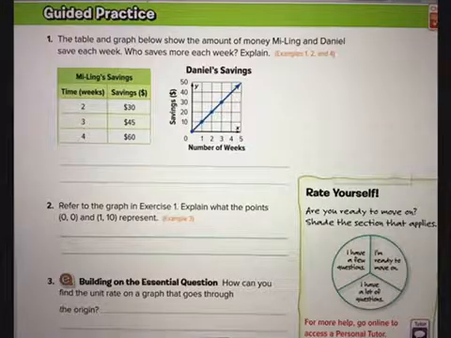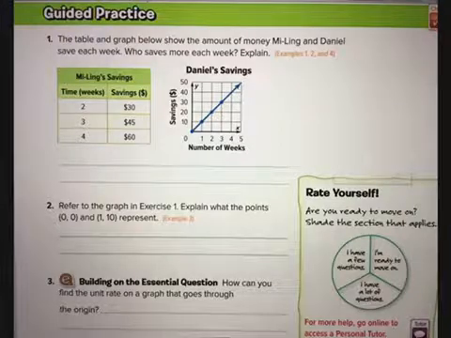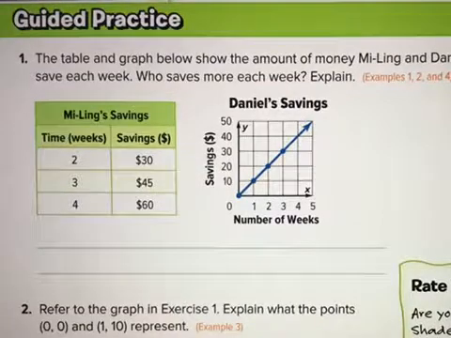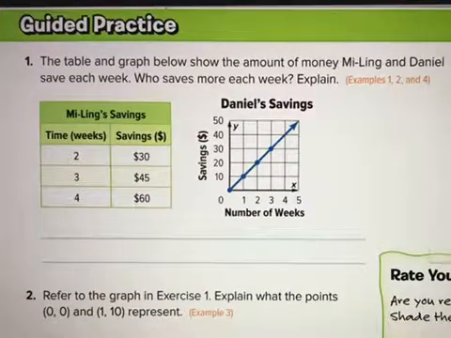And here you have the guided practice. I know a lot of you are eager to try this out on your own, so please go ahead and try question 1 if you'd like to, if you have the time, to see if you can solve it on your own. Notice that here you've been given Mealing's savings and Daniel's savings, so you've been given two sets of data presented differently, one on a table and the other one on a graph. So go ahead and answer the question, who saves more each week, and give a short explanation as to why.